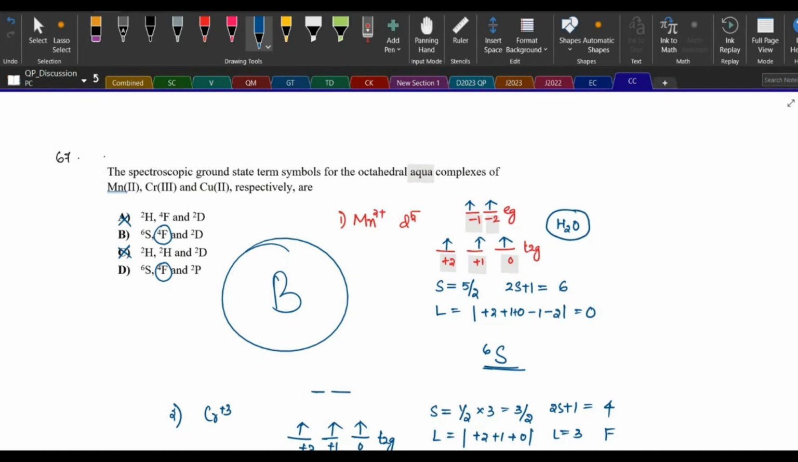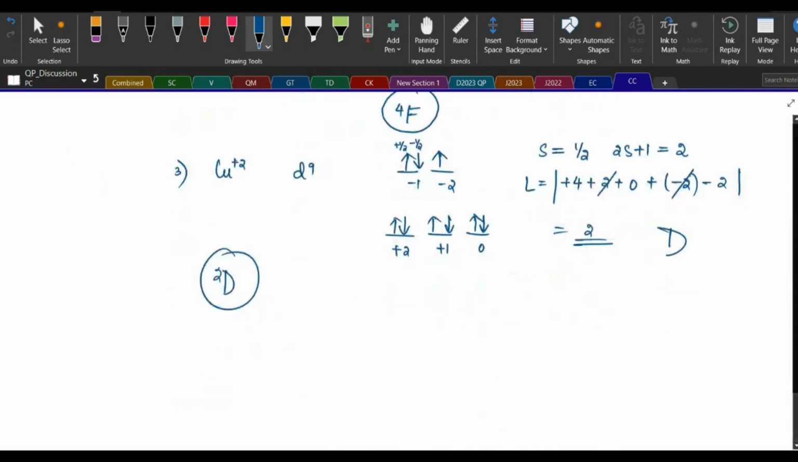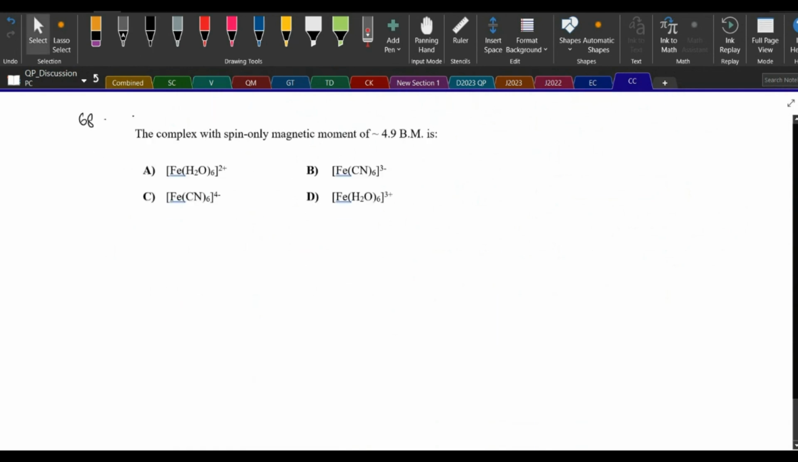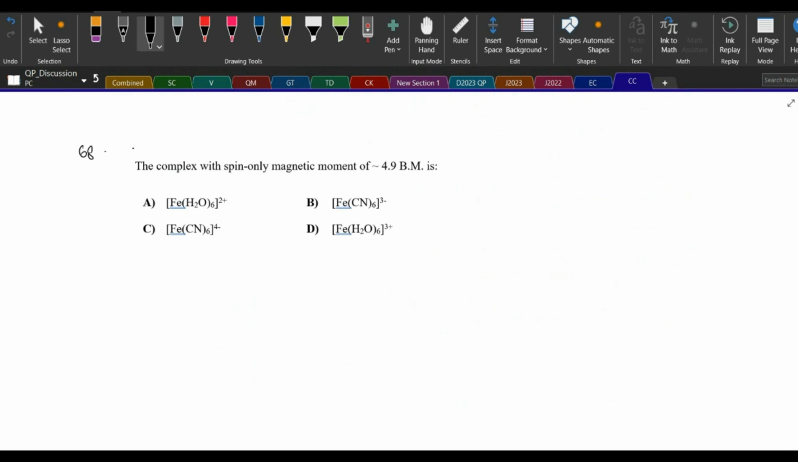Okay. Next question, magnetic moment. The complex with spin-only magnetic moment of 4.9 is. Now, what is a spin-only magnetic moment? Spin-only magnetic moment is mu s, which is dependent on the number of unpaired electrons. How does it depend? Root of n into n plus 2. Okay. So always have this in your mind.